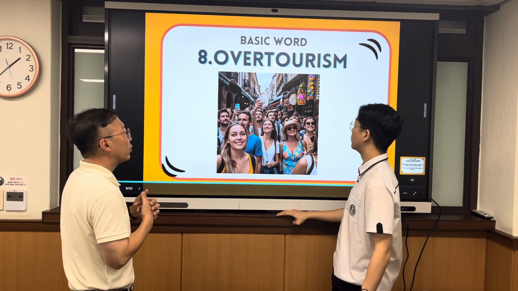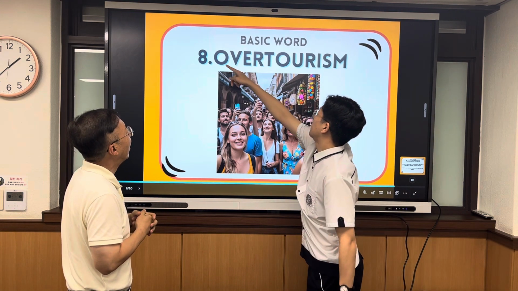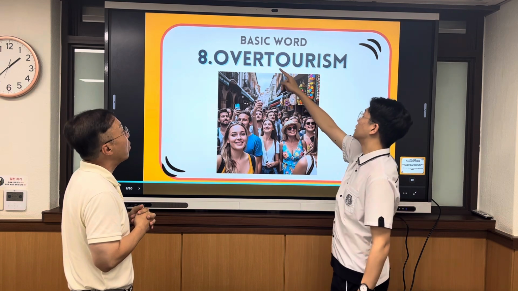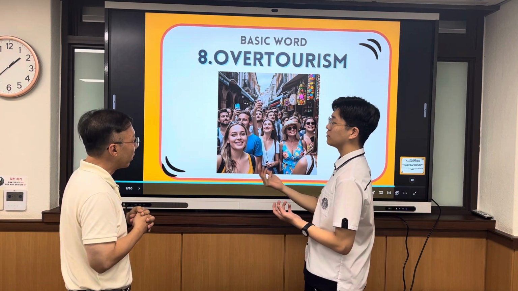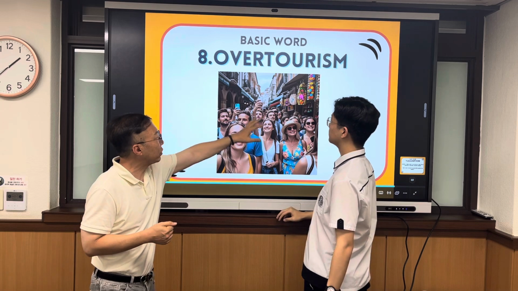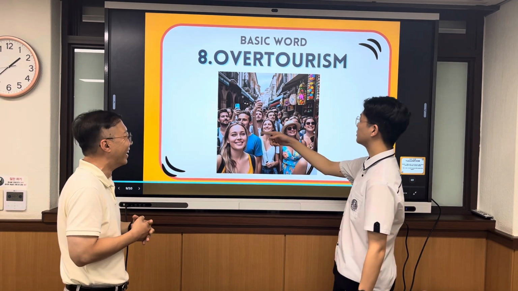And over tourism. Over tourism. Okay, so this word actually has three words in it. First, tour. Tour is to make a trip or to travel somewhere. Right. So here, it's a picture. Yes. People are visiting some place. That's right. The AI generated people are trying to tour.